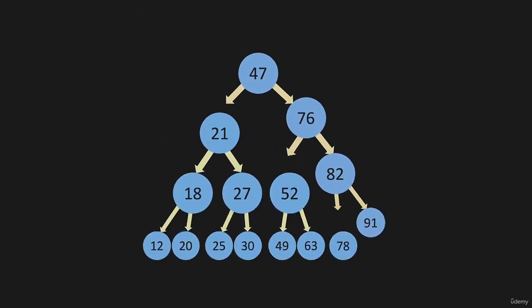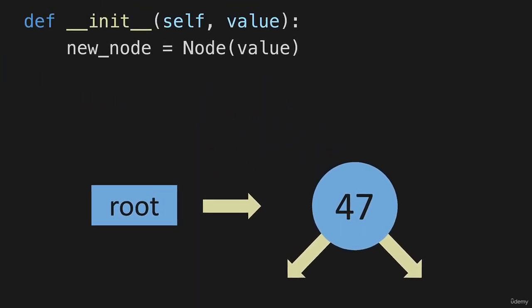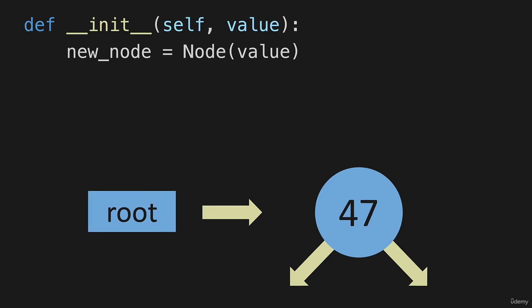So in a tree, we have something similar. We don't call it head, we call it root. So we have to create this root variable. So we're going to say self.root equals new node. And we're not going to keep track of the length in a tree. So this is a working binary search tree constructor.